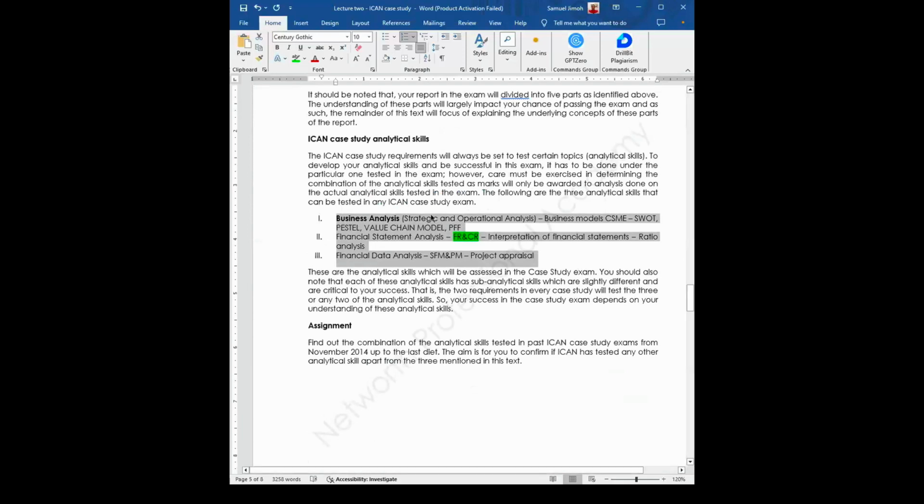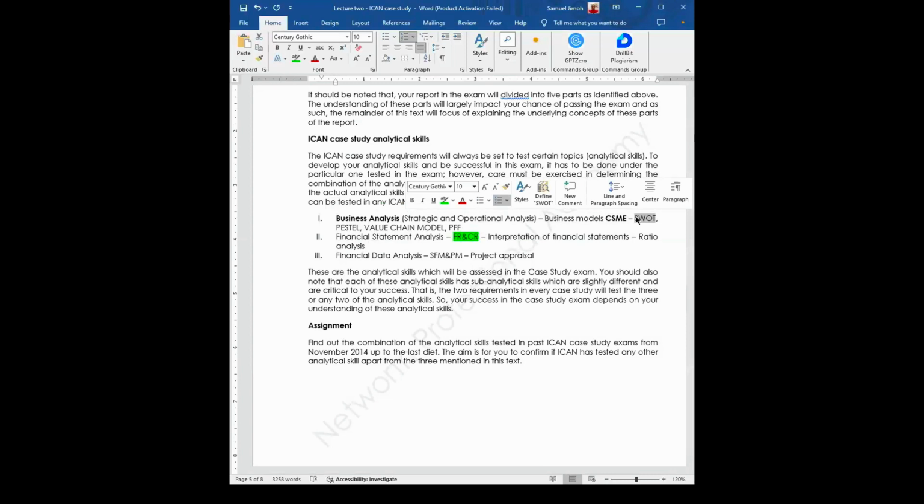So I said that they are the skills that you will use to solve the case. The strategic analytical skill, we call business analysis. I want your mind to run on models here. Benchmarking models. There are lots of these models, and your knowledge of these models will be tested under business analysis, or operational and strategic analytical skill.